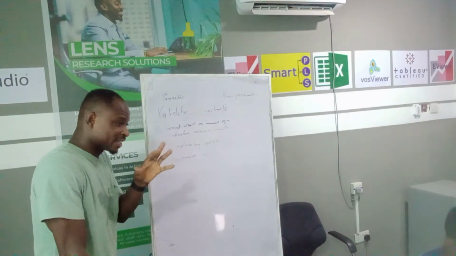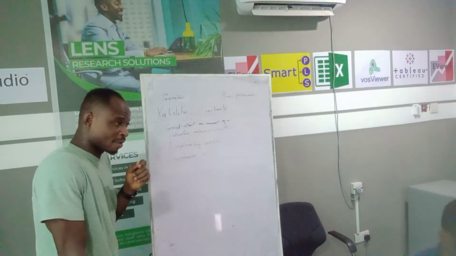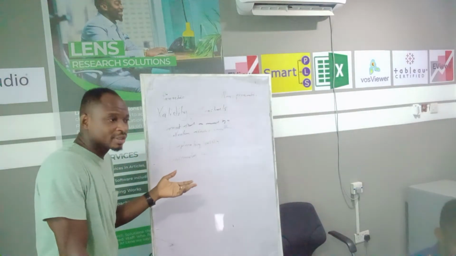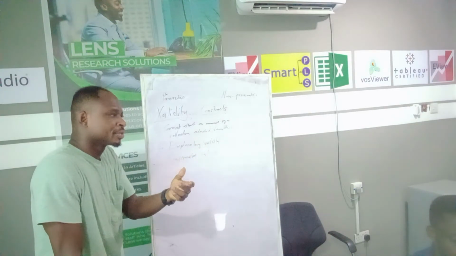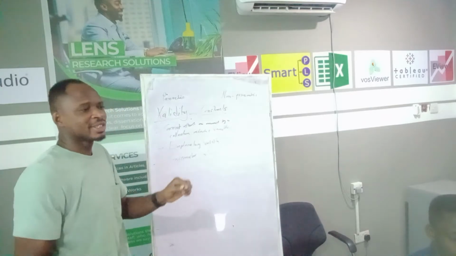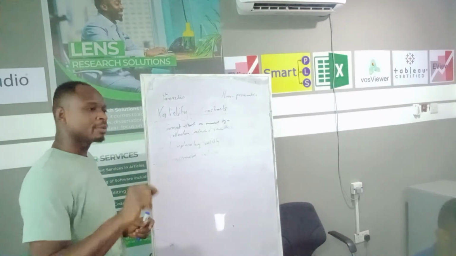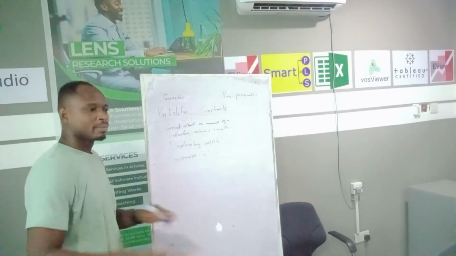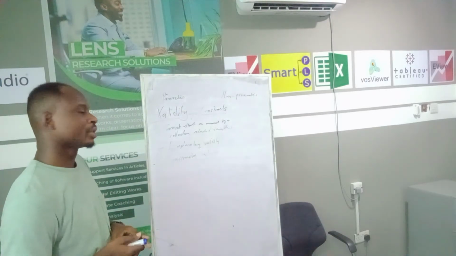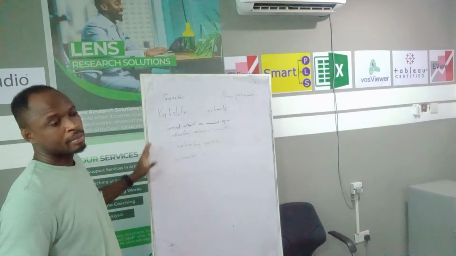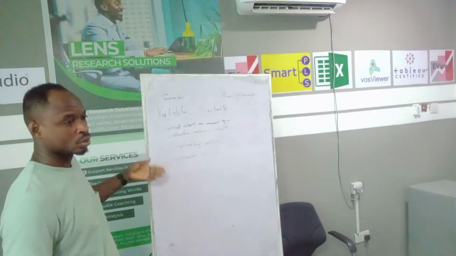So practically, that is what the validity test is all about. I've asked questions. Now I throw it out there. The people must also give me something for me to see if the questions that I asked are actually measuring what I intended to measure. And so that is what validity is all about. And we have so many of them. But in SPSS here, we are going to look at the two.